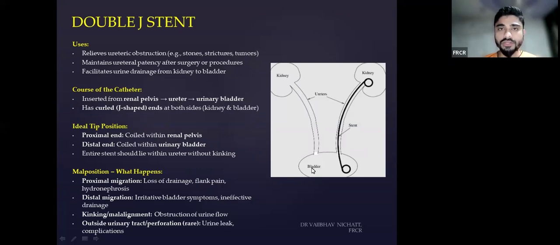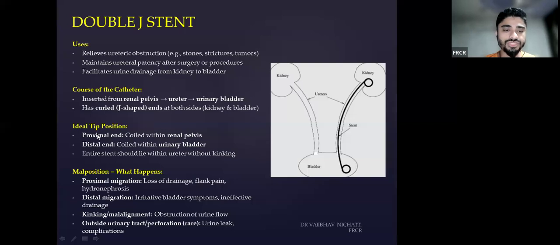or if it is a retrograde insertion, then the urologist cannulates the distal ureter, and after the cannulation, the wire is pushed upwards into the pelvicalyceal system, and over the wire the DJ stent is placed. So it has curved J-shaped ends at both sides. One of them will be in the pelvicalyceal system of the kidney, and another curve will be in the urinary bladder.